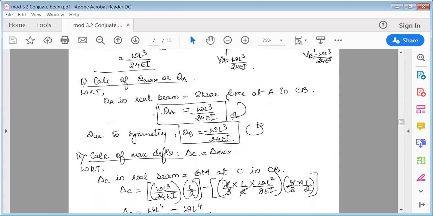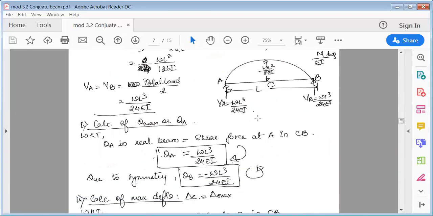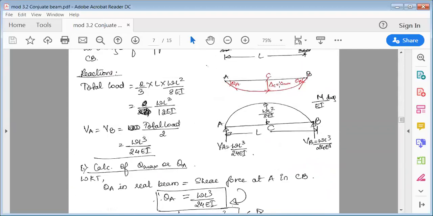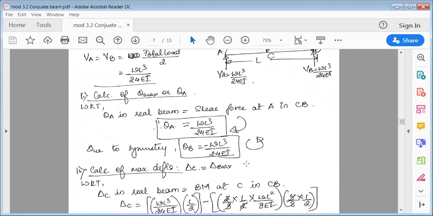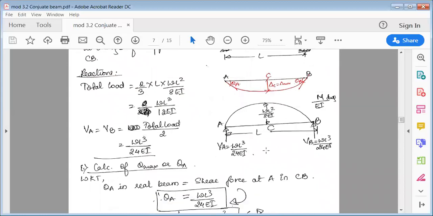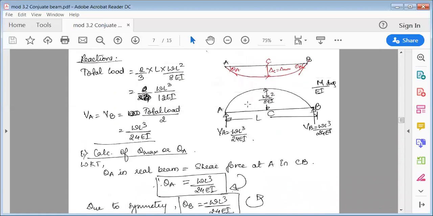Okay. Next, we have to calculate the maximum deflection. The maximum deflection is at C, that is delta C. Now see here, use the formula: delta C in the real beam is equal to the bending moment at C in the conjugate beam. Once you apply this formula, now check this out. Take the left side of C.